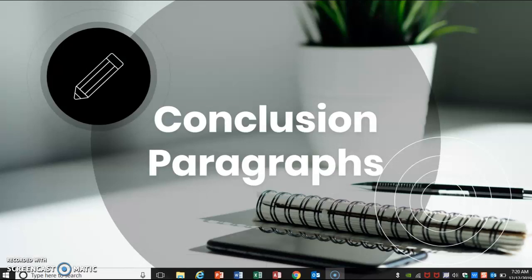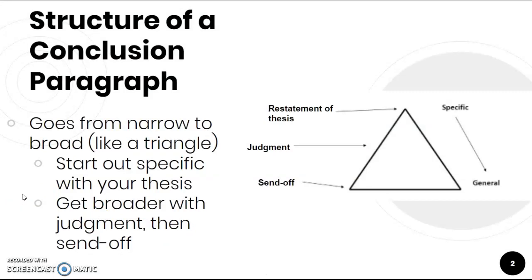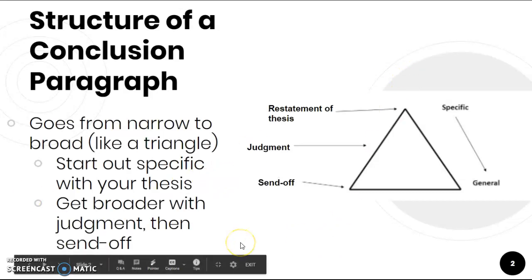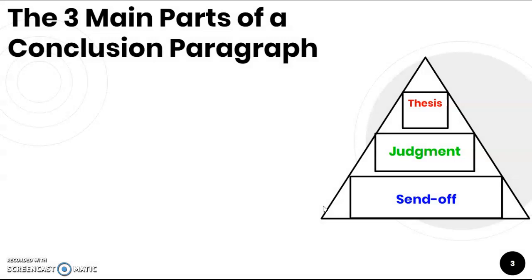All right, so here's a guide for writing a conclusion paragraph for your To Kill a Mockingbird historical connection essay. The structure of a conclusion paragraph is actually the opposite of an intro paragraph. You're going from specific to broad. That's why you have a regular triangle. So you start out very specific with your thesis statement, and then you get broader with a judgment and a send-off. Okay, so again, these are the three main parts of a conclusion paragraph.